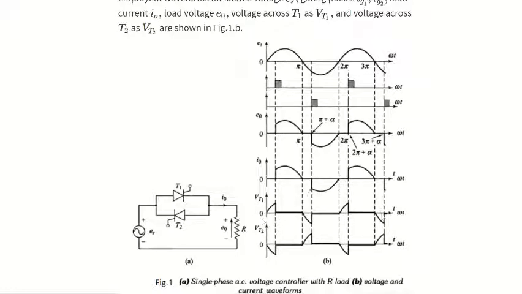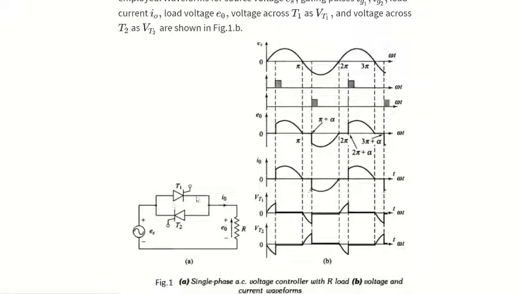Let us first observe the voltage across T1. Till you give the gate pulse, from 0 to alpha, where alpha is the angle at which the gate pulse is provided, T1 will be forward biased. That means the supply is appearing across T1. The moment you give the gate pulse, T1 will be turned on.